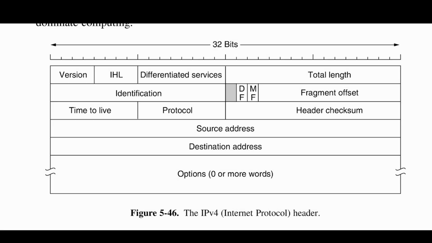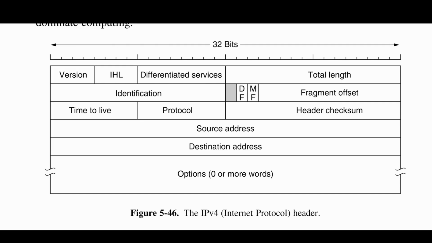The network layer doesn't look inside the payload. It relies entirely on the IPv4 header to make that decision. Today, we are decoding that header. It's not just an address label, it's the instruction manual for how to handle, fragment, and deliver data to the right transport layer process.